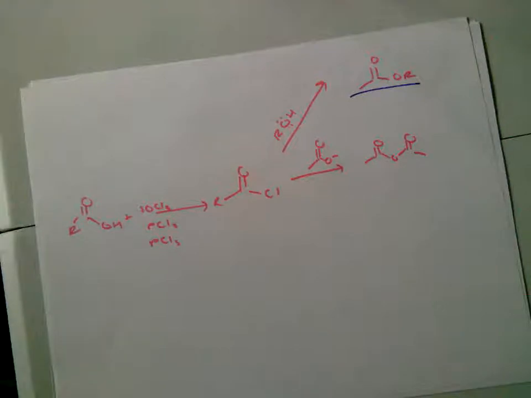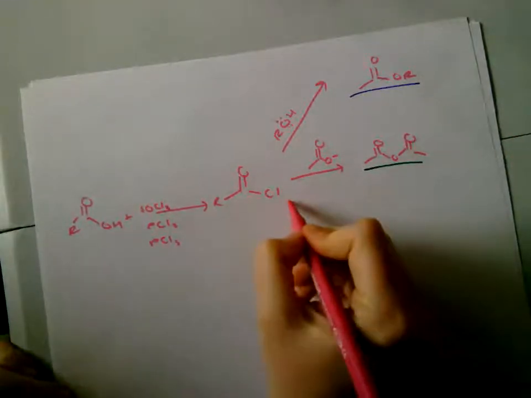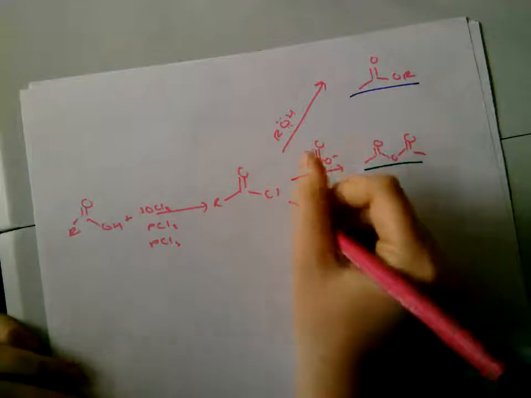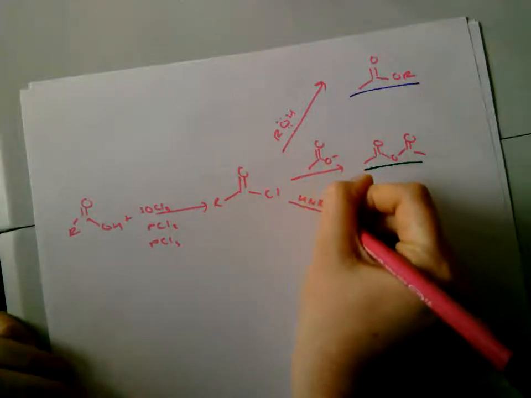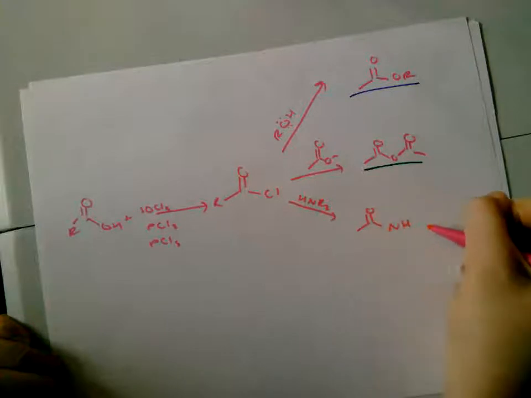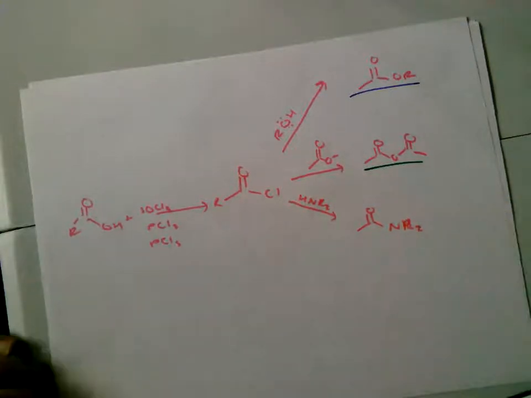Here it is. If you react an acid chloride with an amine, you will get an amide. It should be an R2. It could be 3 H's or whatever. It just needs at least 1 hydrogen there. You'll get an amide.